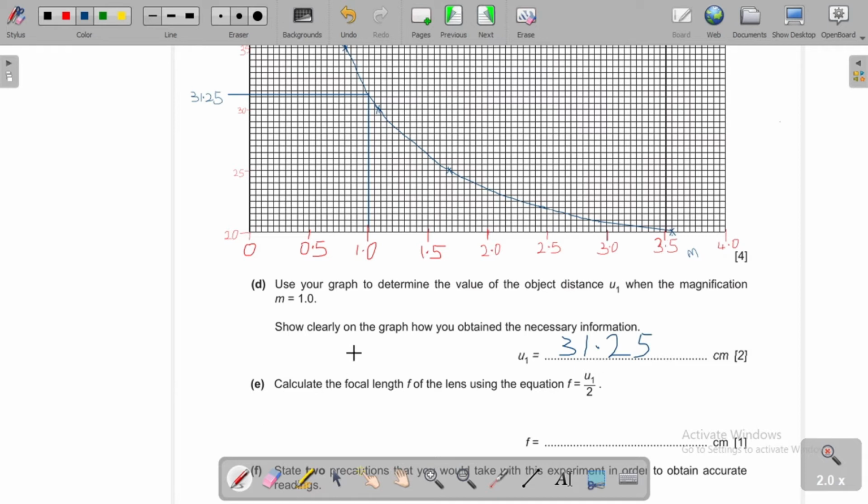31.25. Show clearly on the graph how you obtain the necessary information. It has been shown. If you show on the graph, you get 1 mark. If you get your answer, you get 1 mark, and that gives you 2 marks.